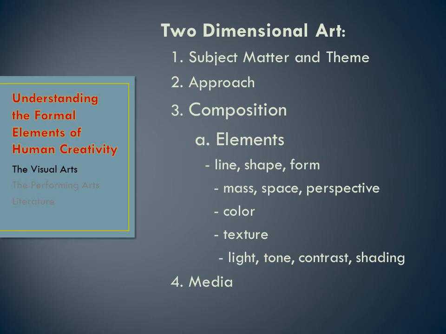In talking about composition in two-dimensional art, we're talking about how the work of art is put together. And we talk about that in two different ways. We talk about elements of composition, and we talk about principles of composition. Elements of composition include things like line, shape, form, mass, space, and perspective, color, texture, light, tone, contrast, and shading.